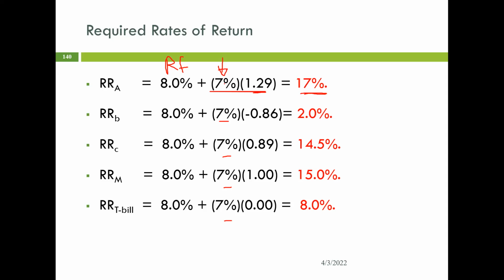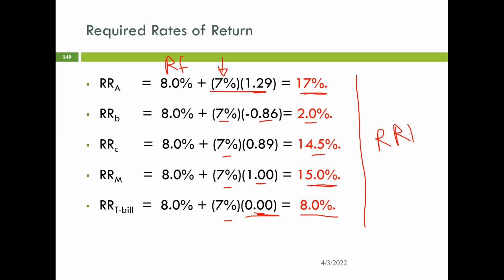Because unsystematic risk you can diversify away. We don't need to worry about that. We are not worried about the unsystematic risk. So for security B, beta was minus 0.86, so you can see the required rate of return is 2%. C is 14.5%. The market, you can see, is 15%, because beta is 1, so it is always the market return, 15%. Here it is 8% because beta is 0. So those are the required rates of return.